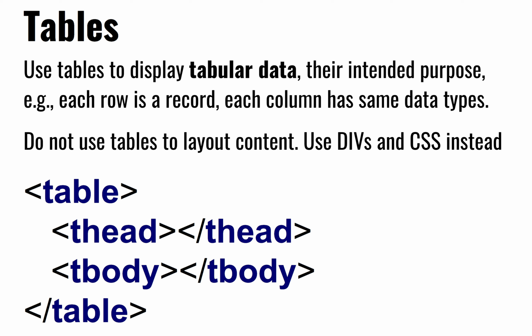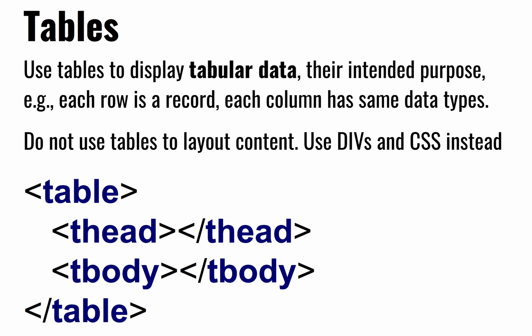And each row in the table should represent some kind of record, a piece of information that you might have queried from some database or something like that. Okay, so that's the intent of the table, and we should only use it for that intent of displaying tabular information. So the table has the opening table tag and the closing table tag, and then you have the head, the body, and the foot, which is not shown here.